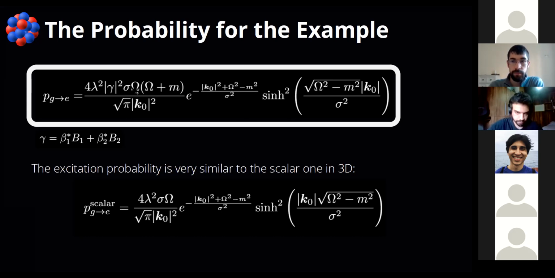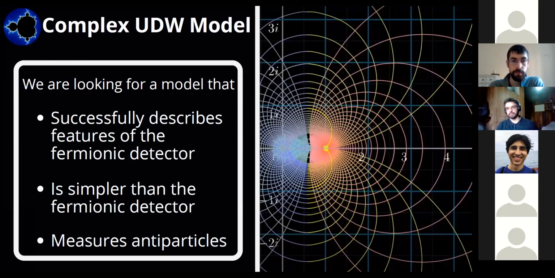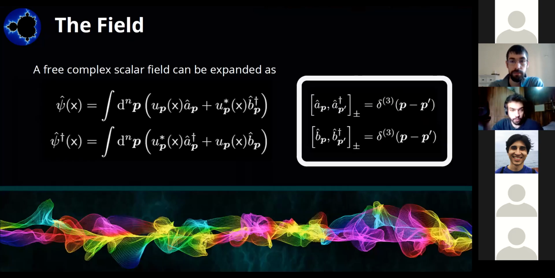Now, finally, let's try to reduce this model to this complex UDW model. So we're essentially looking for a model that is able to describe features of the fermionic field, up to some extent, of course, we won't be able to capture spin or things like this. And we also want a model that is simpler than this fermionic detector and that measures antiparticles. The only thing that's simpler than a spin-half particle that has antiparticles is a complex scalar field, right? So we'll be focusing on that.